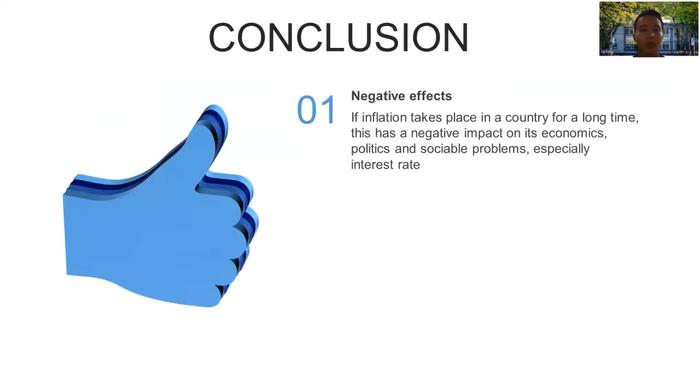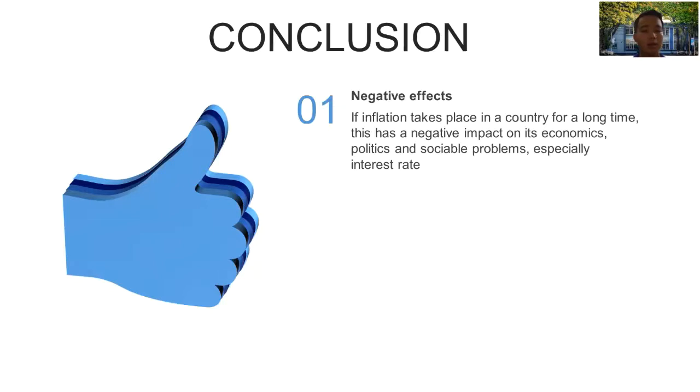So now I will talk about the conclusion. If inflation takes place in a country for a long time, it has a negative impact on its economy, politics, and social problems, especially interest rates. Therefore, in hyperinflation, in order to keep interest rates stable, the effective rate must increase, which is one of the main reasons leading to unemployment and economic depression.